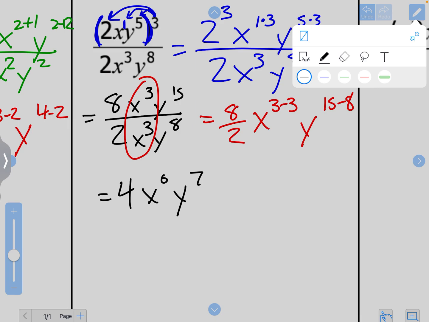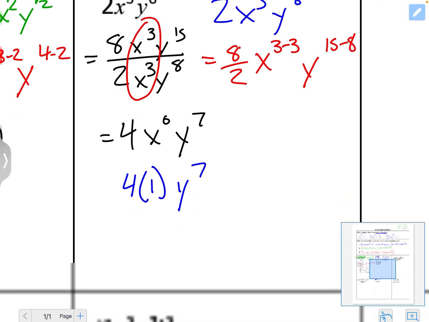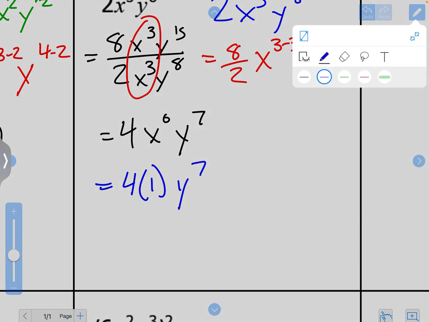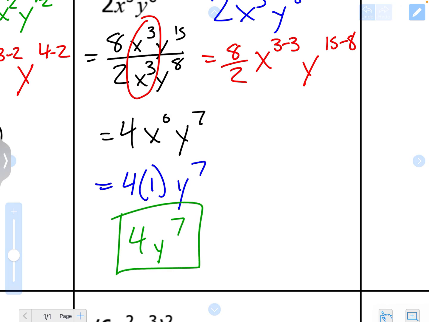So I need to simplify because I know that x to the 0 is 1. So 4 times 1, my x completely goes away, and I'm left with y to the 7th. And so my final answer is 4y to the 7th.